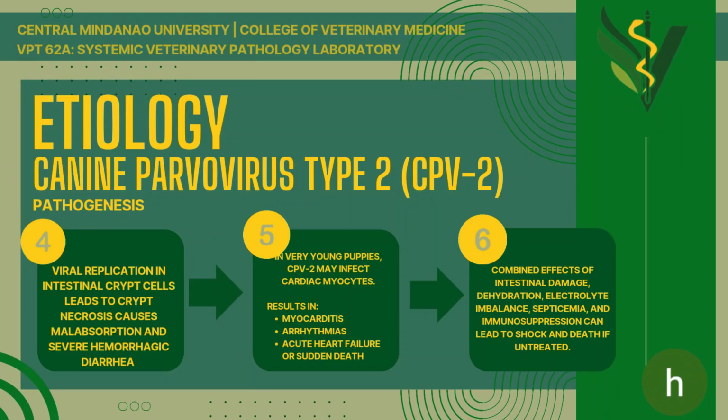Simultaneously, the CPV infects the bone marrow, lymph, and lymphoid tissues. Viral replication in the bone marrow precursor cells causes myeloid depletion, resulting in marked leukopenia, particularly neutropenia, or the reduced production of WBCs or neutrophils. This reduction of white blood cells leads to immunosuppression, which further increases susceptibility to secondary bacterial infections.